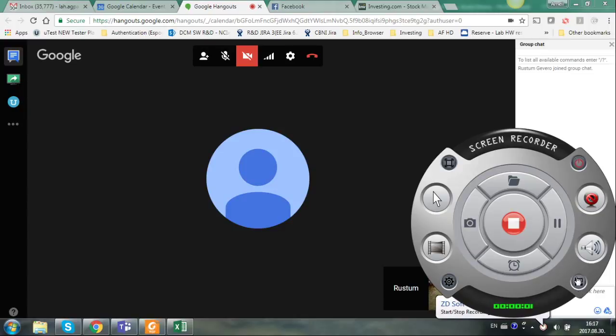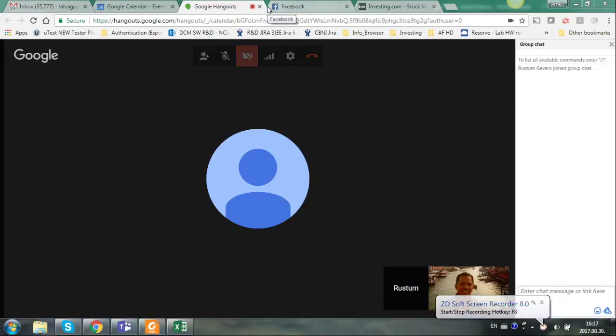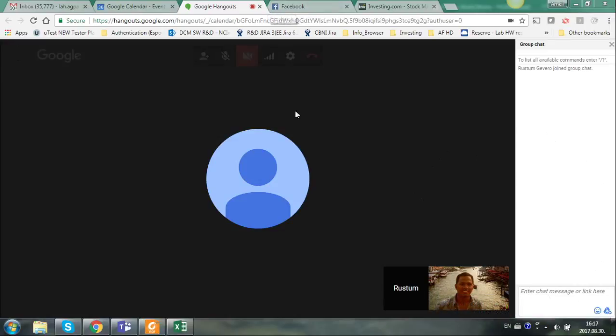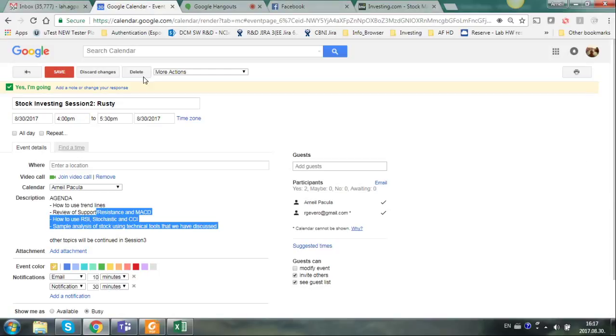So, ngayong araw, andito na tayo sa session 2. At sa session 2, talakayin natin ang trend lines, ang review sa support and resistance and MACD. Paano gamitin ang RSI, stochastic and CCI. Then, sample analysis tayo ng isang technical chart gamit yung mga natutunan natin.